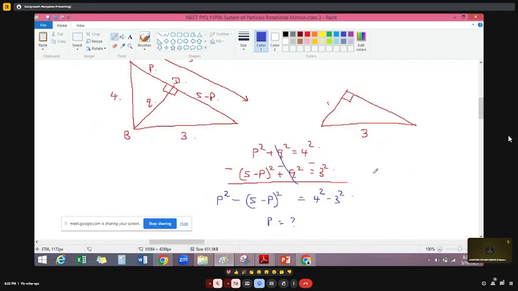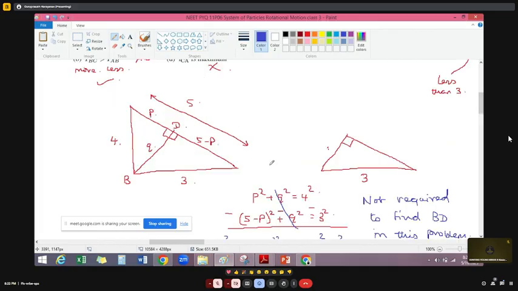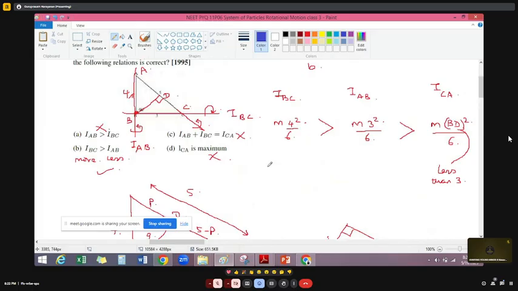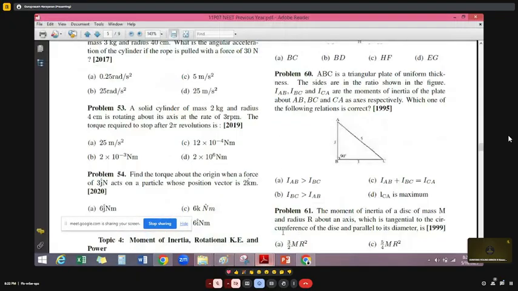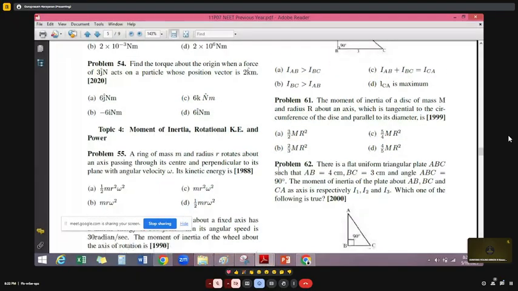So I would say it is not required to find BD in this problem. It was discussed only for your understanding. If you don't have any doubts, I'll go to the next one.